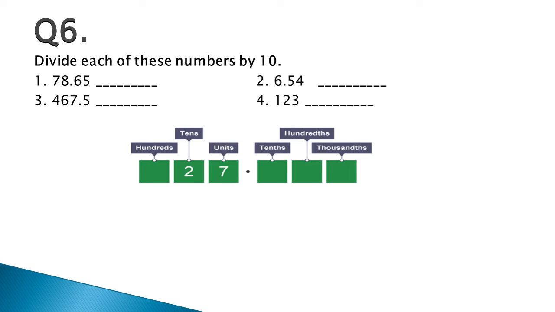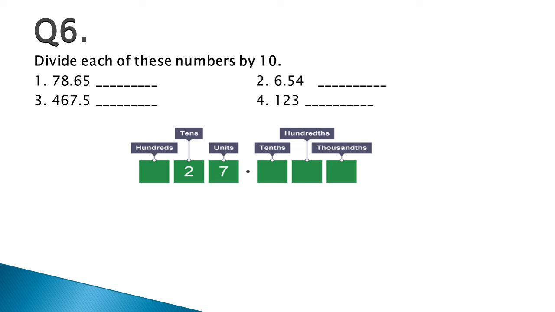The next question says divide each of these numbers by 10. You're given 4 different questions to solve. You need to remember when you divide by 10, each digit moves one place to the right. So if you look at the diagram, the hundreds become tens, tens become units, units become tenths, that means a digit after the decimal, tens become hundreds, and so on.